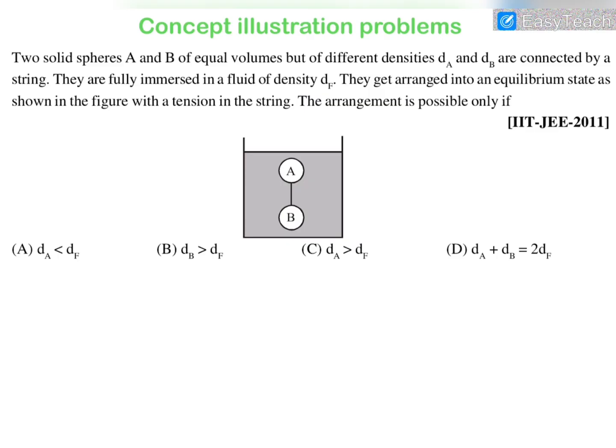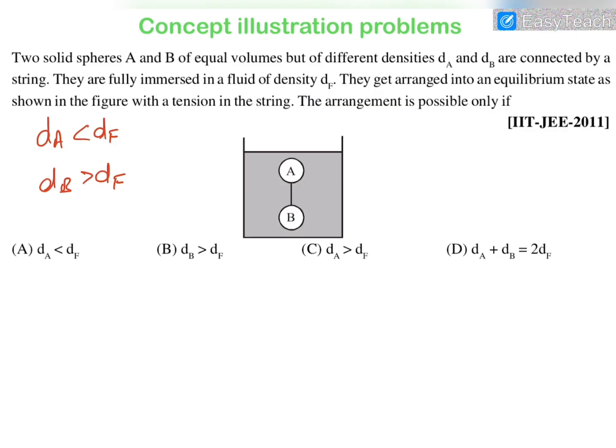that if A was alone, it would have the tendency to go in the upward direction, and if B was alone, it would have a tendency of going in the downward direction. Then when we connect them with a string, the string will be taut, which means that the natural tendency of A should be to go upward, and the natural tendency of B should be to go downward. So we can say that dA would be less than the density of fluid and dB would be greater than the density of fluid. Okay, so this is the first thing.